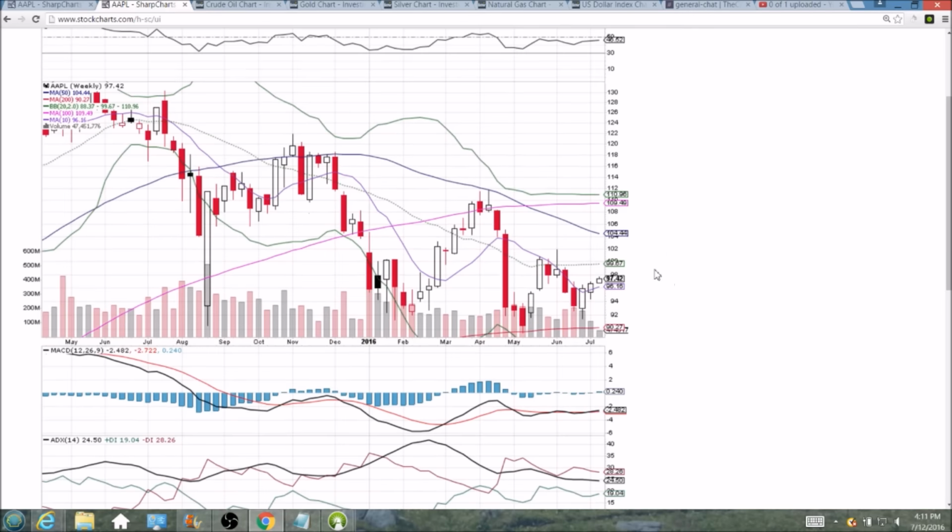I keep pointing out this pattern on the weekly: lower high, higher low, tightening range, looking for a lower high to form. And at most, I think we'll come up to this middle Bollinger Band, 99.67, before pulling back and setting a higher low again in the mid $90 range. So that's what I'm looking for to happen.